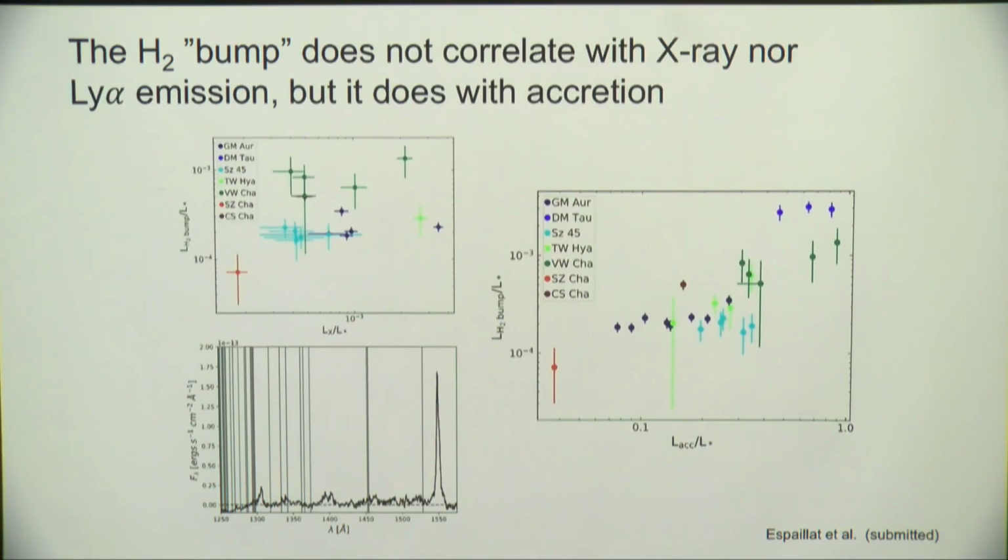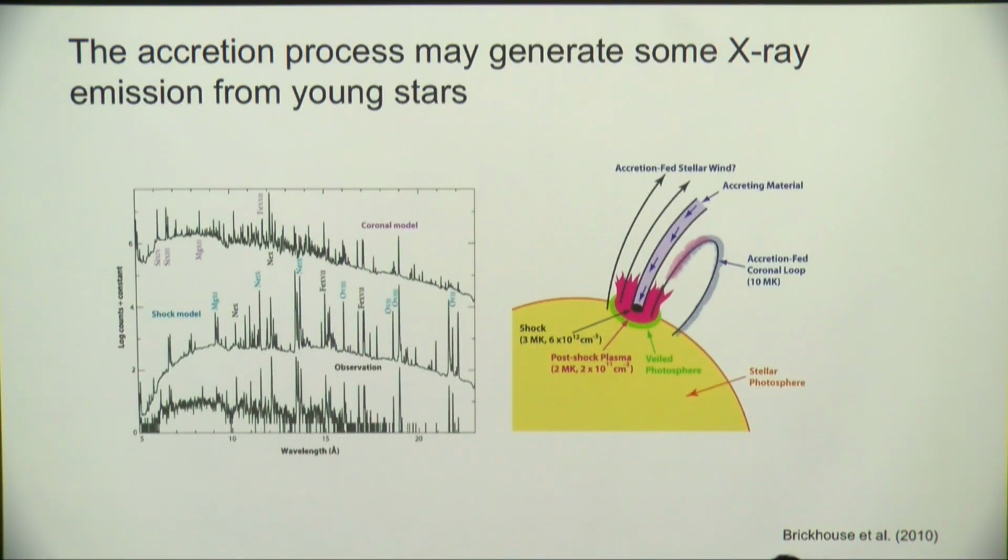Okay, so that's the main result from looking at the accretion, the H2 feature in the FUV, accretion, and the X-ray. So we got this coordinated X-ray and accretion information, so we decided to look for correlations in other facets.